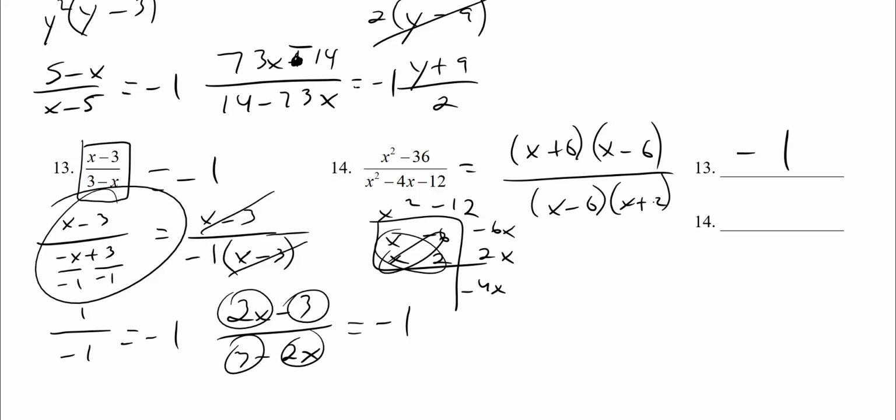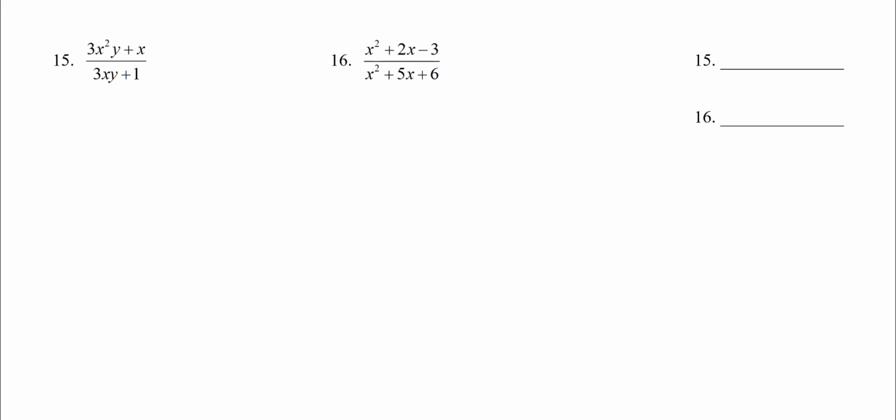All right, and you can only cancel things out that are exactly the same. So x minus 6 cancels out, and that's it. So your answer for this problem is x plus 6 over x plus 2. Okay, not bad. Got a couple more here.